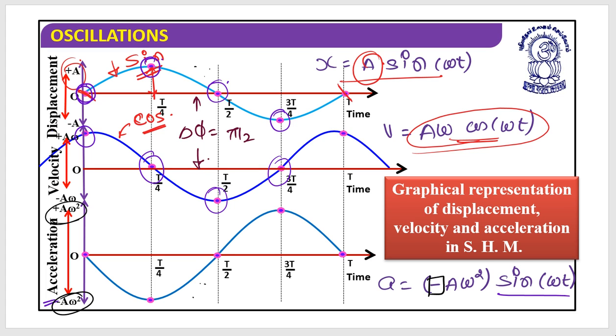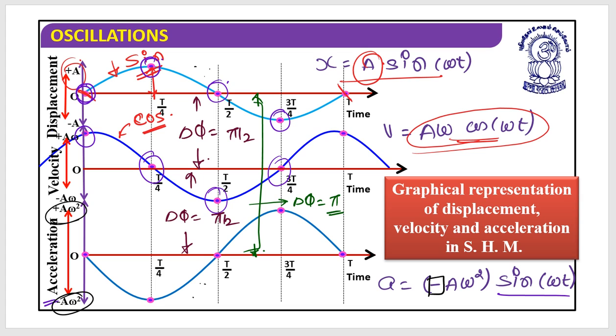Phase difference of pi by 2 between velocity and displacement. Phase difference of pi by 2 between velocity and acceleration, and a phase difference of pi between the displacement and acceleration. So have you got this completely? Do you have any doubts up till now?